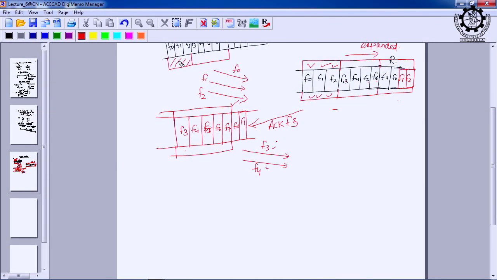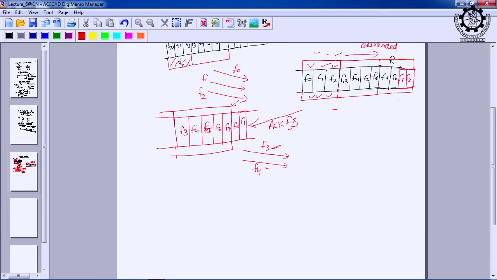So, he transmitted F3 and F4, and in the meantime after sending this F3 and F4, it receives the acknowledgement F3. When it receives the acknowledgement F3, it is confirmed that the receiver has received 3 frames, and when it has received 3 frames, it must have expanded its window to another 3 frames.